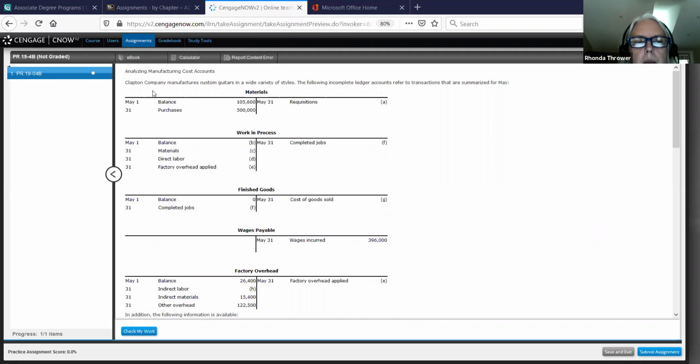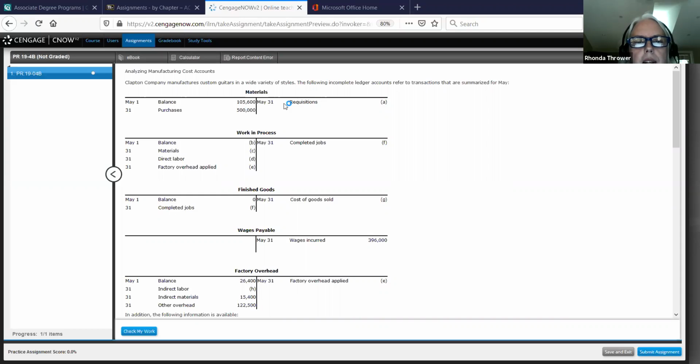manufacturing company. The Clapton Company is manufacturing custom guitars in a wide variety of styles. The following incomplete ledger accounts refer to transactions that are summarized for May. You can see here that they've got the balance recorded in the materials account. So there was a beginning balance that was brought forward into the asset account materials. And throughout the month, they had some purchases of materials.